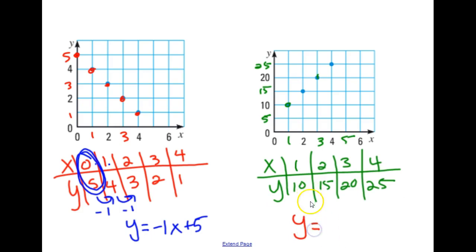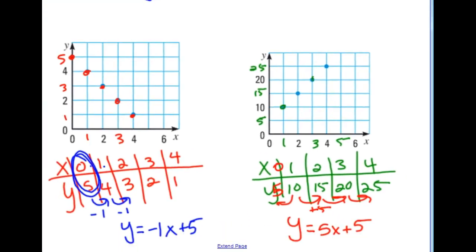So our equation, we need to look first for our pattern. Our pattern is going up by 5s. So 5x, that's what we're doing over and over and over again. And then there's no 0 in our table, so instead of adding 5, I need to subtract 5. So 10 minus 5 is 5.